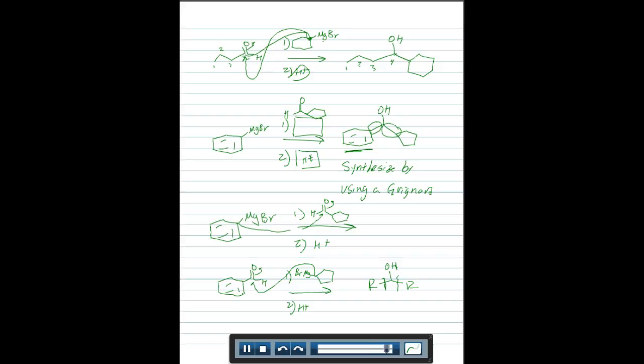Grignards make carbon-carbon bonds. They're very important reactions. They're very useful. These reactions are more used than the acetylide reaction, the triple bond that we learned to make the carbon-carbon bonds. Grignards are much more used. They're easier to make, and they're easier to use.